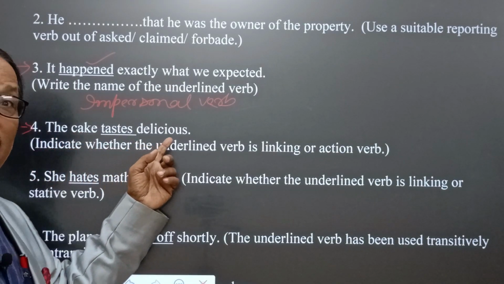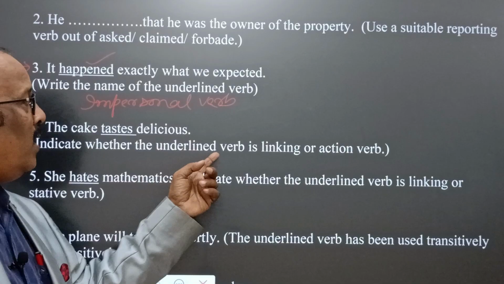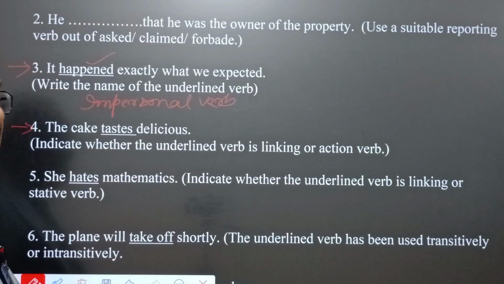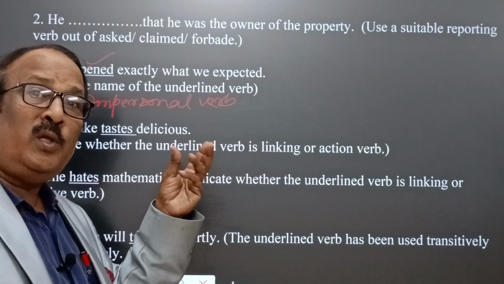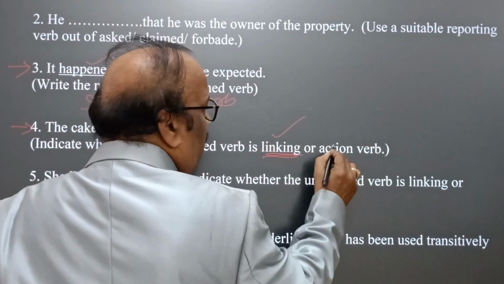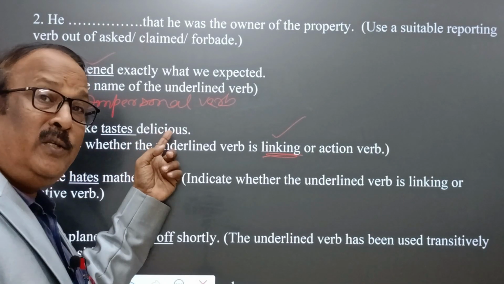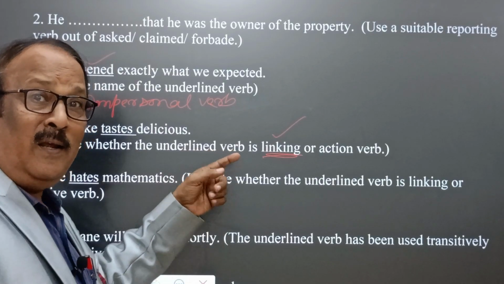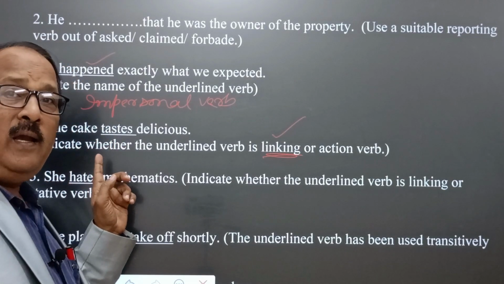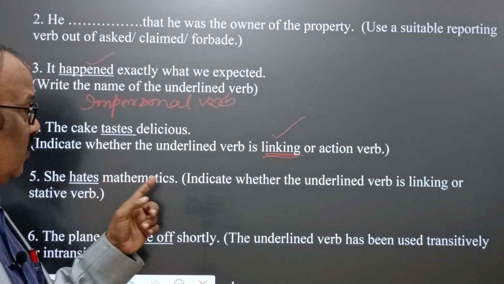Question number 4. The cake tastes delicious. Remember, instruction is here. Indicate whether the underlined verb is linking or action verb. As we know, a linking verb makes a relationship between the subject and the complement. The answer is linking verb, not action verb, because the cake is the subject and delicious is the adjective indicating the state or condition of the cake. But if we say I tasted the delicious cake, then here tasted is the action verb.